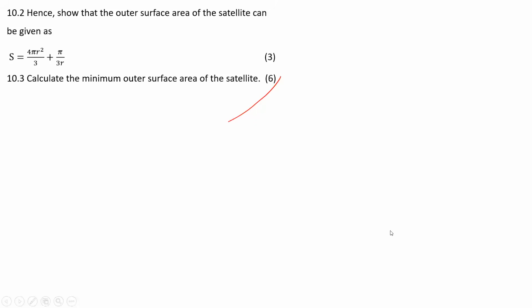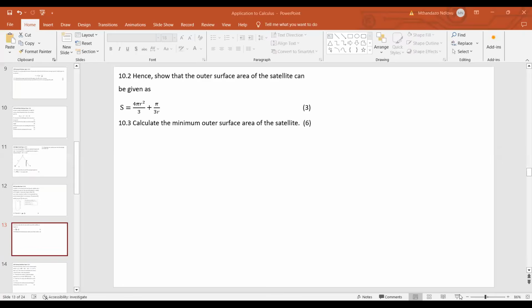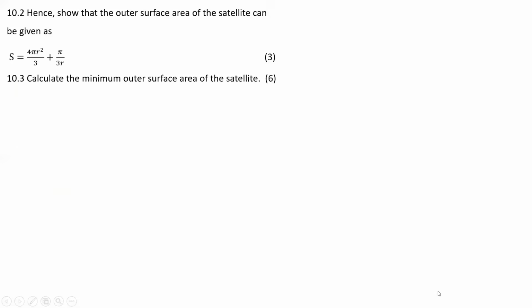Then you've got 10.3, which says calculate the minimum outer surface area of the satellite. So this is what they wanted, remember, for 10.2. And then now they want 10.3. Just give me a second. I just want to stop the sharing. Move that annotation there. Should be able to see the screen now.